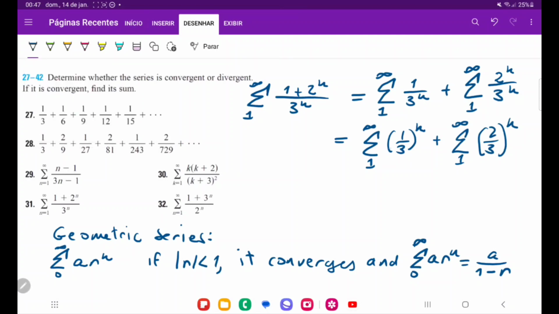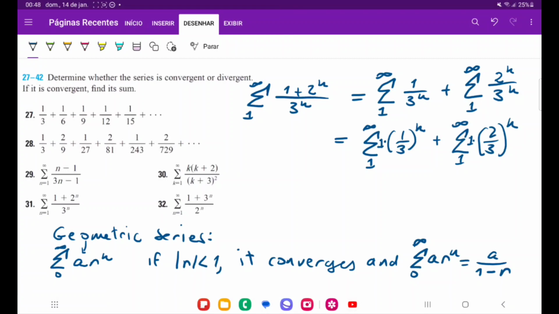The first one, we can see that a, so this constant here that's being multiplied, well, that's just going to be 1, right? Because there's no number outside. And the ratio is going to be 1/3 because that's what is being raised to the power of n. So in this case, the absolute value of 1/3 is less than 1. So this definitely converges. Now, let's check the second one. Similarly, a is just the constant 1. And the ratio here is 2/3, and 2/3 is less than 1. So it does converge. Both of them converge because the absolute value of the ratio is less than 1.